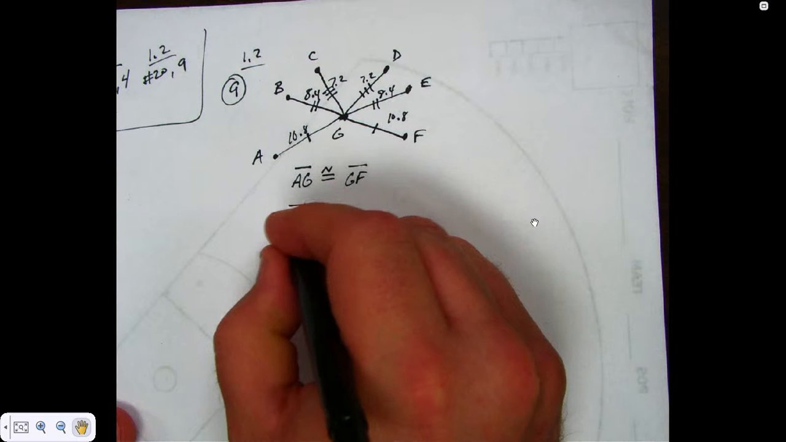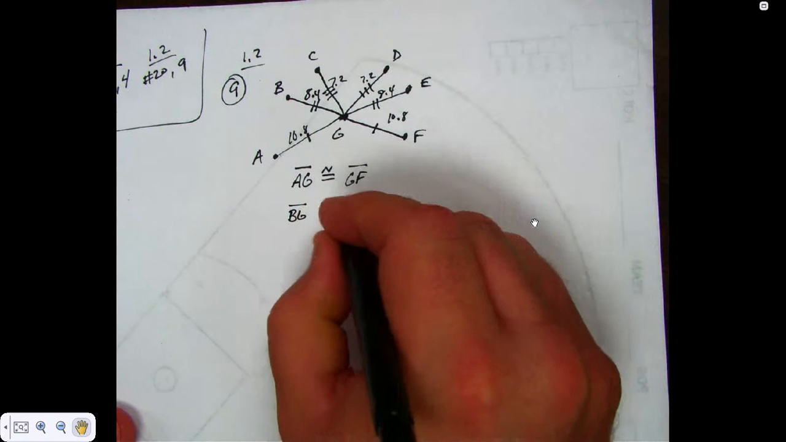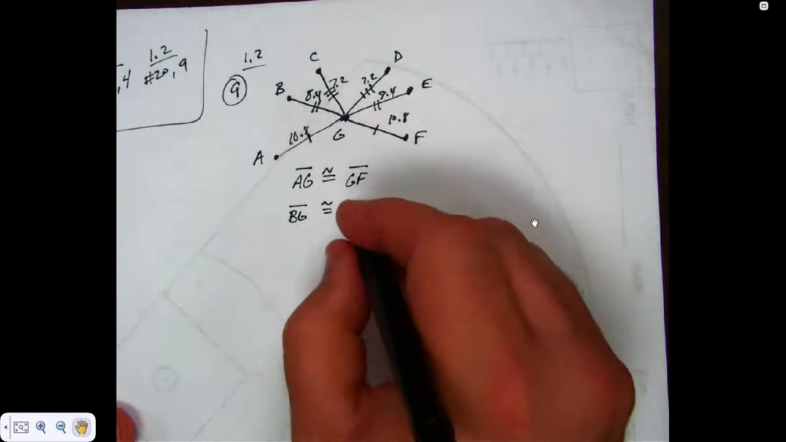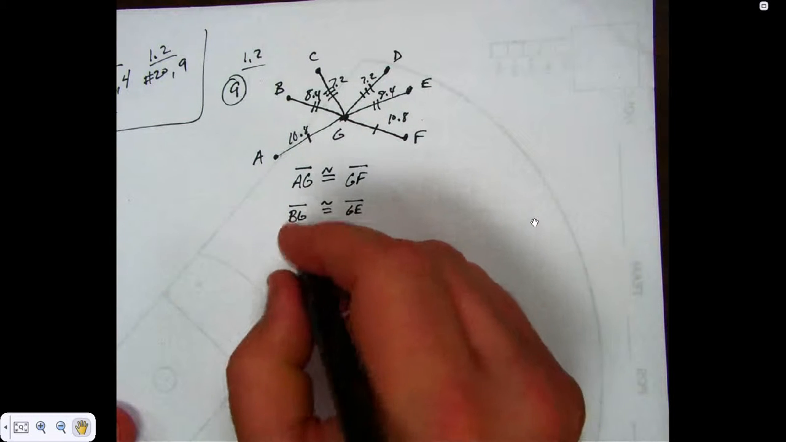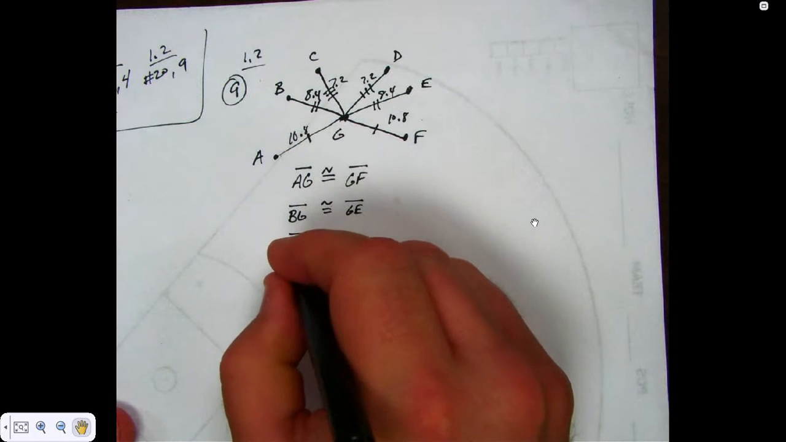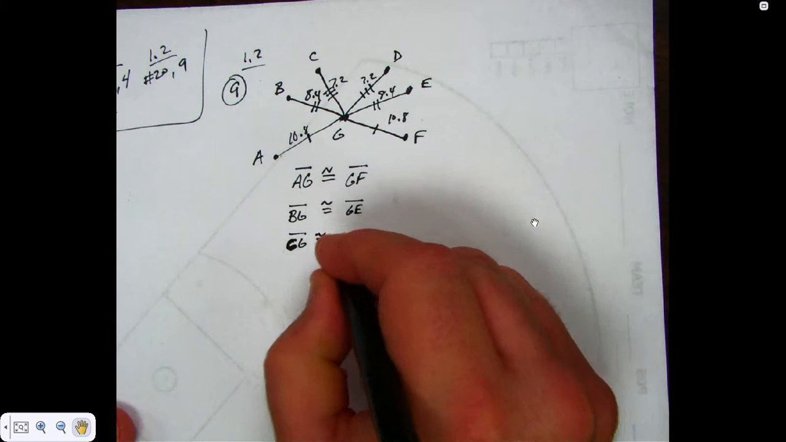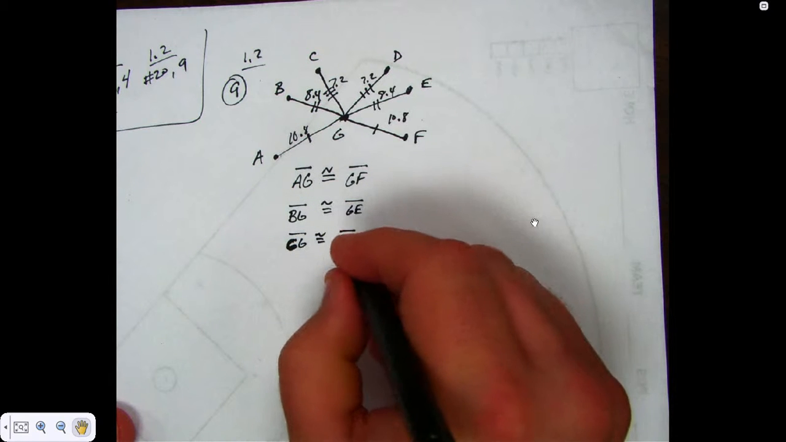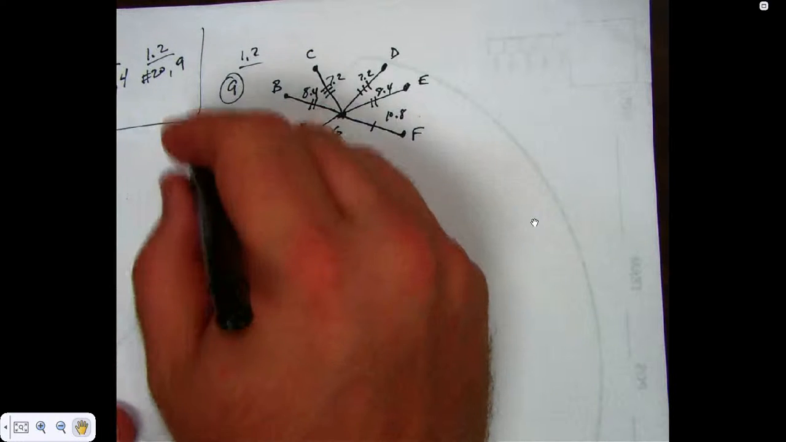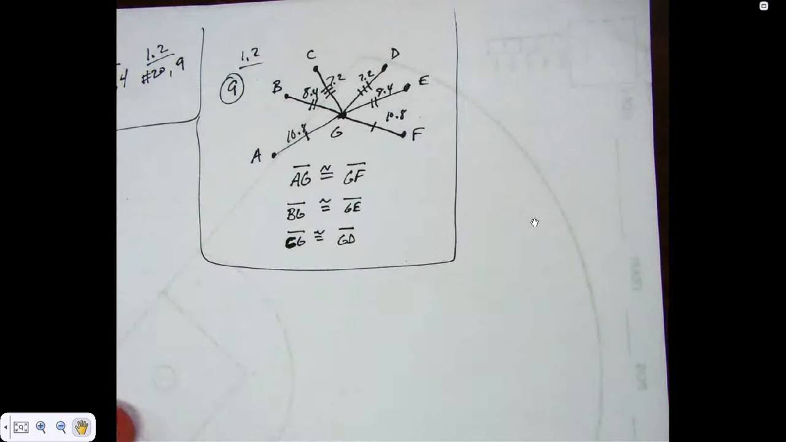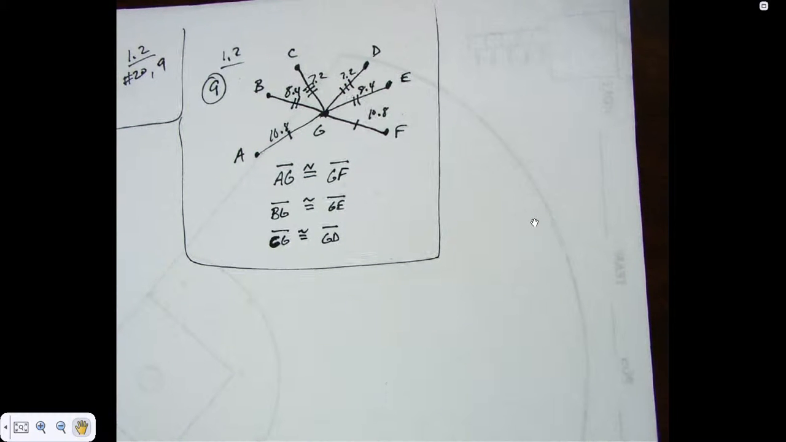BG is congruent to segment what? And lastly, segment what? CG is congruent to segment what? Now you're done. Okay? Stop writing. Let's go on to the next one.